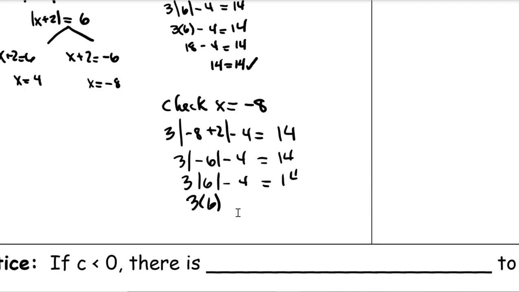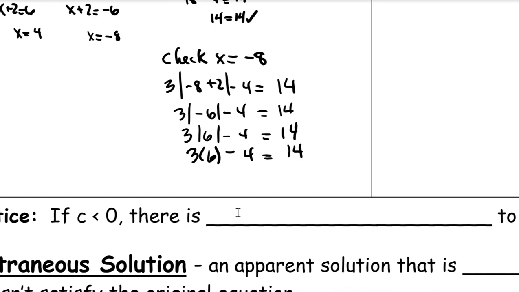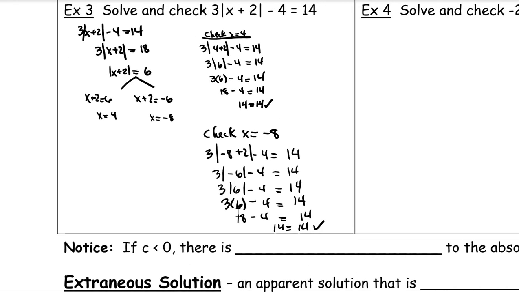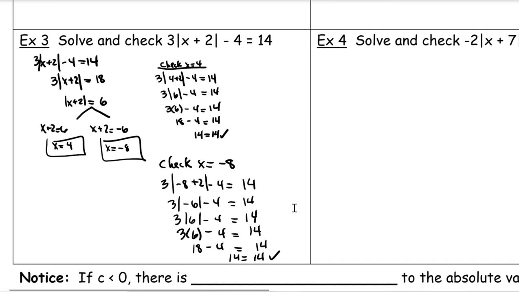Some of you might be able to skip a step or 2 in here, so that's cool. But we're just checking to make sure that we're good. 3 times 6 is 18, minus 4. Does that equal 14? Yeah, 14 equals 14. We good to go. So both of these solutions do work. Sometimes we get answers that don't work, and we'll talk about that shortly. So our solutions are both 4 and negative 8. X equals 4 and x equals negative 8.